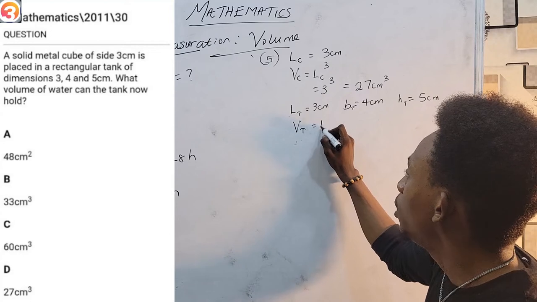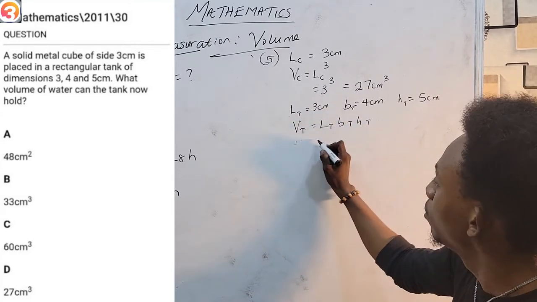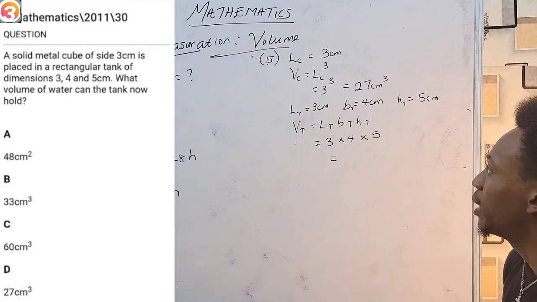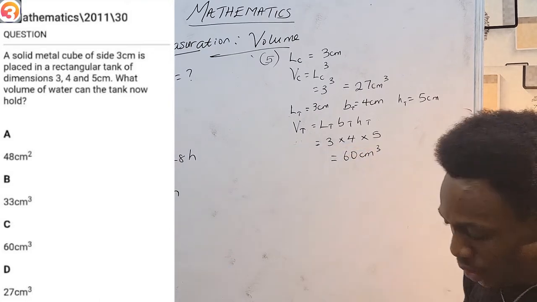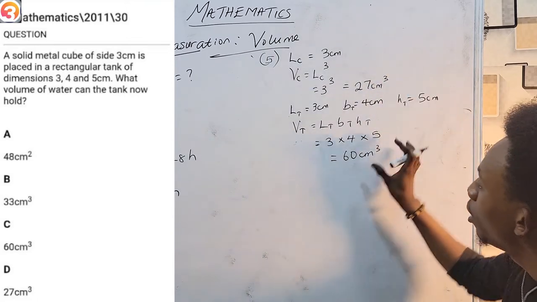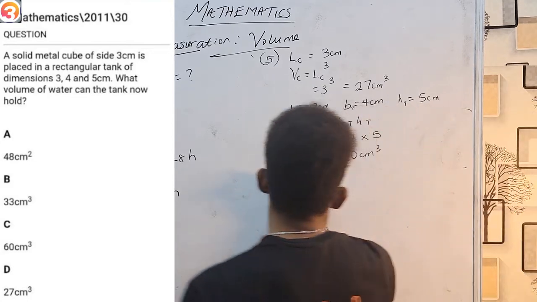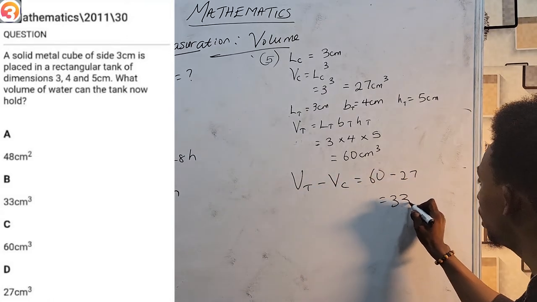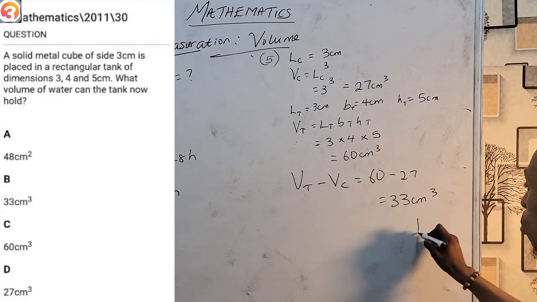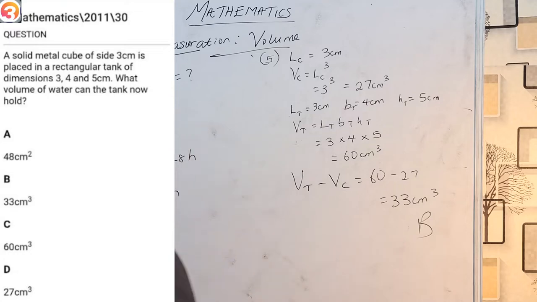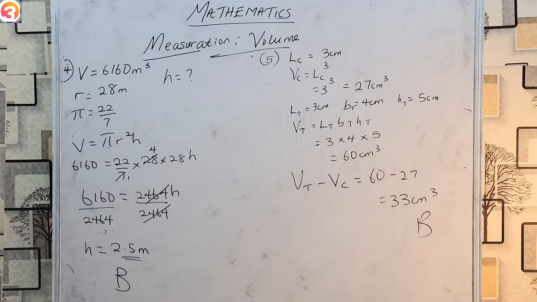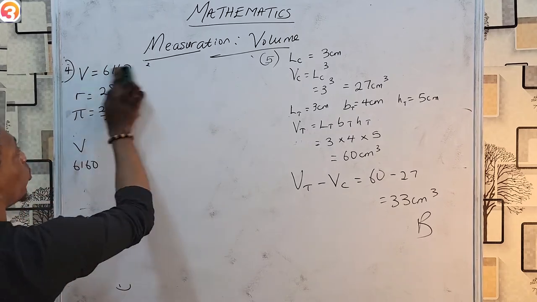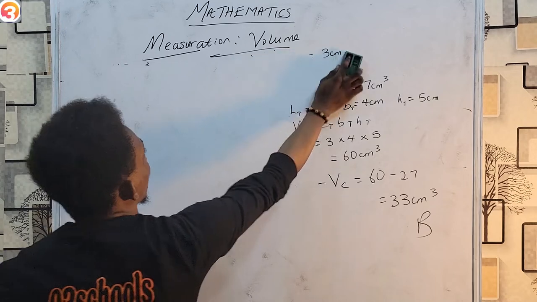Therefore, the volume of this tank must be LT times BT times HT. LT is 3, BT is 4, HT is 5. 3 times 4 is 12, and 12 times 5 is 60. That therefore means that if the cube has taken 27 cm cube and this tank had 60 cm cube to offer, then the extra remaining must be VT minus VC. 60 minus 27, which is 33 cm cube. And that is option B. So I do hope we're understanding how this works, because it is actually this simple, nothing more complicated than this. However, we shall try one last question to ensure complete understanding of the topic at hand.